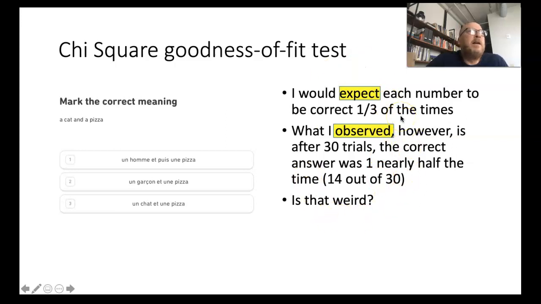It says that under a null hypothesis, we would expect something. In my case, I would expect all these to be even. And then we observe something and see if it matches that expectation. When we say goodness of fit test, what we're saying is, does this fit our expectations?